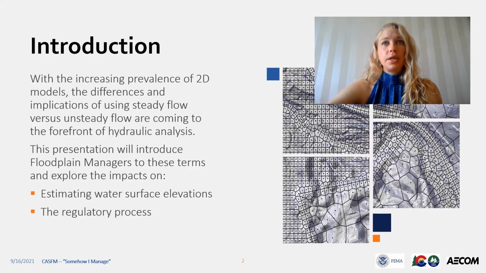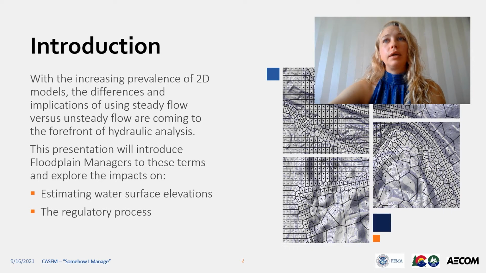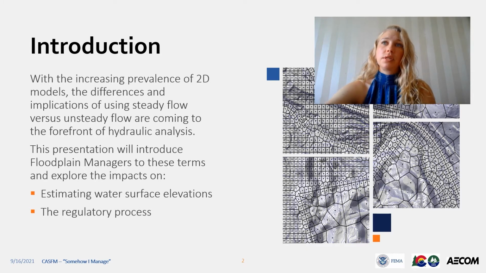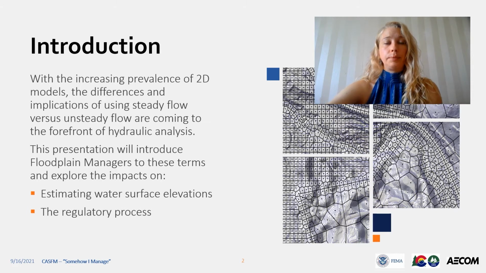This pilot project came about through a risk map program funded by FEMA Region 8 and aimed to take a look at the differences in steady and unsteady flow. With the increased prevalence of 2D models and the ease of modeling multiple different scenarios, these differences will become more and more important.